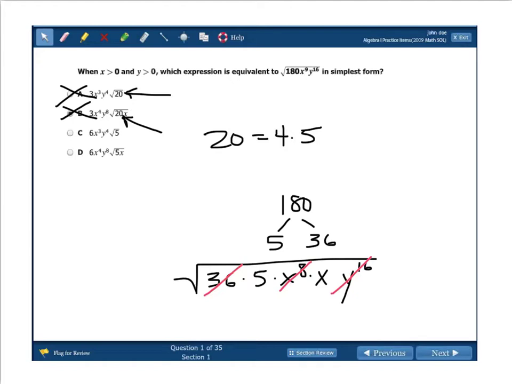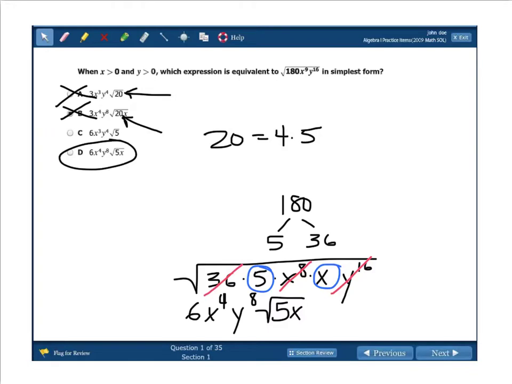Now, because I'm dealing with multiple choice, I'm actually through at this point, because I know that that's a 6, that's an x to the 4th, and that's a y to the 8th, and I've got a 5 and an x left inside. So clearly my answer must be D.